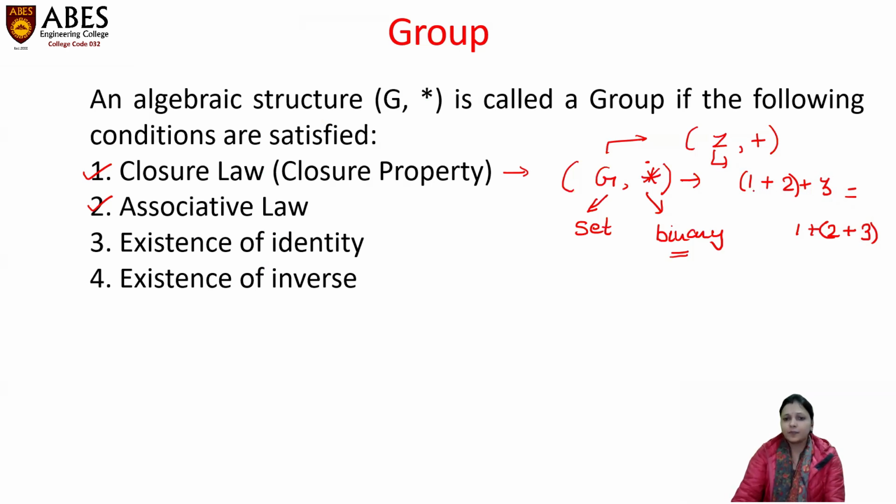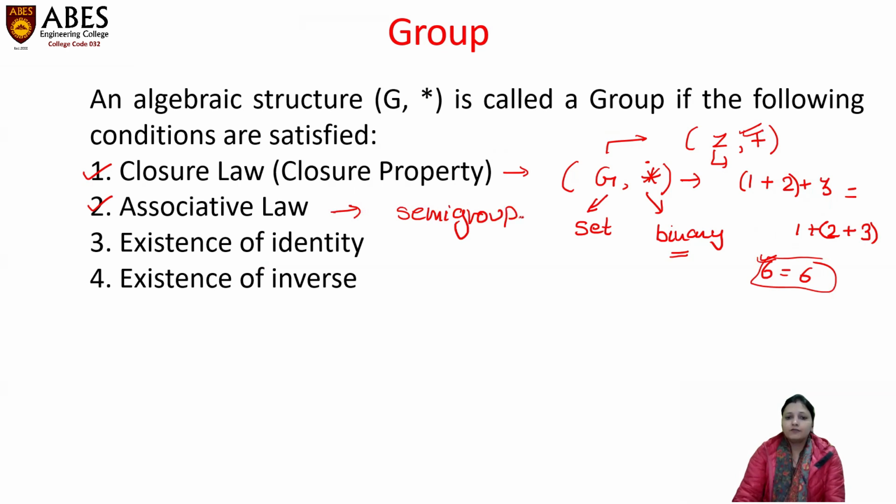First I have taken 1 and 2 together and then I am adding 3 to the result of the addition of 1 and 2, and if I add 1 to the result of 2 and 3, we will get the same result, which is 6. So here 6 is 6. So in this case, for integers with addition, the associative property is satisfied. Any algebraic structure in which the associative property is satisfied is known as a semigroup.